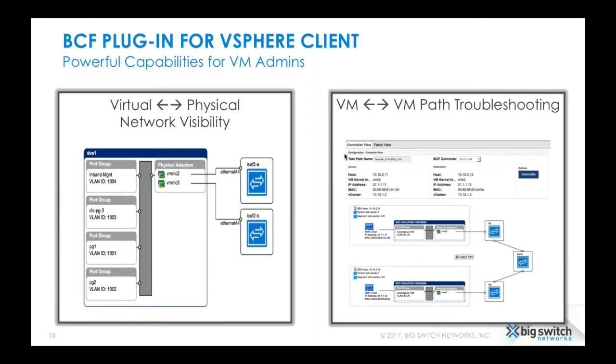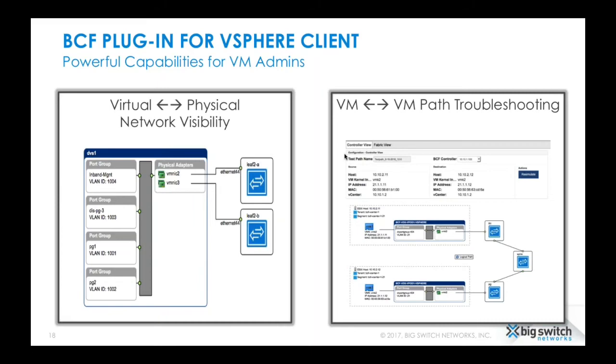The path trace capability that I talked about, which is available in the Big Cloud Fabric GUI for the network admins, is now available here for the VM admins. So as they go through a troubleshooting session, they can directly do that on the vCenter console. The VM admins can do that.